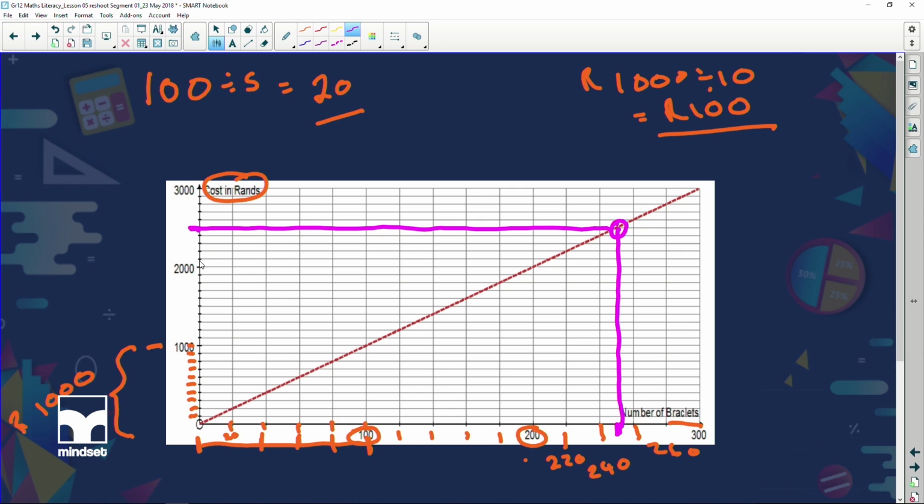We know that each little block was going to represent 100 Rand. So I've got 2,000, 2,100, 2,200, 2,300, 2,400, 2,500 Rand.